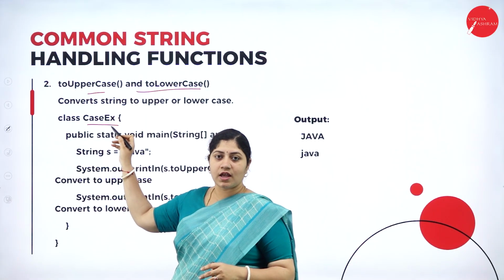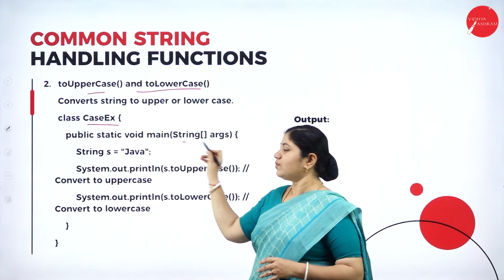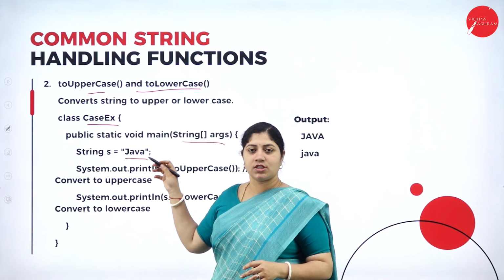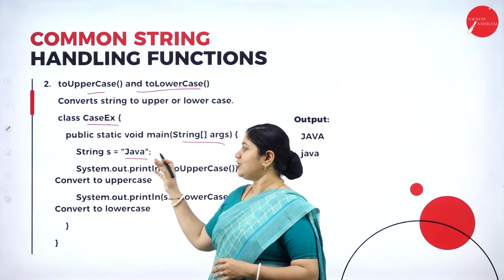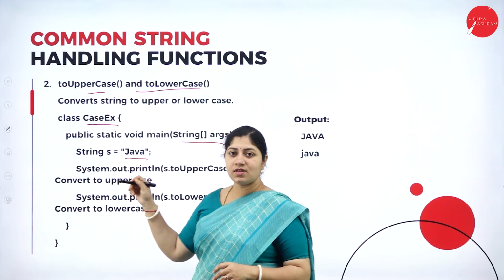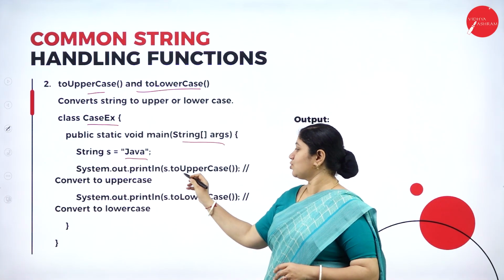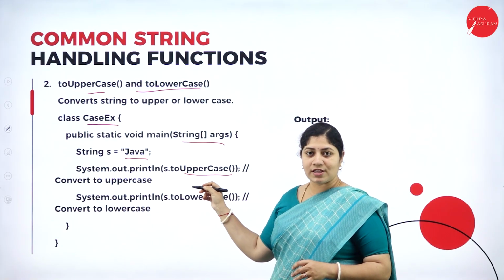We have defined a class Example and we are defining a main method with a string argument. Again, we have considered the same set of characters, JAVA, which is a sequence of a string. Then what is the output it has to print? It should convert these letters to uppercase. So this is the keyword we are utilizing.